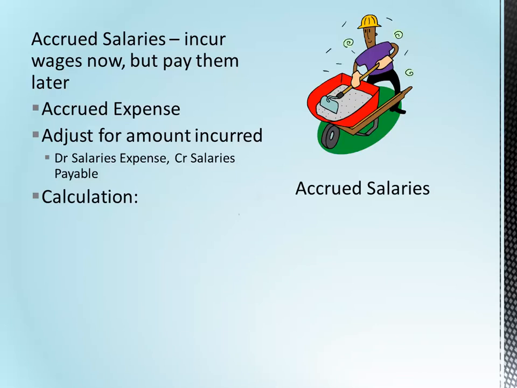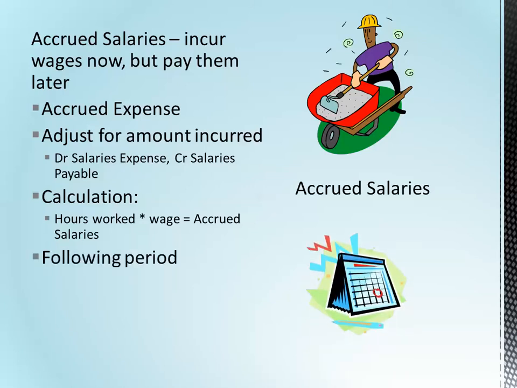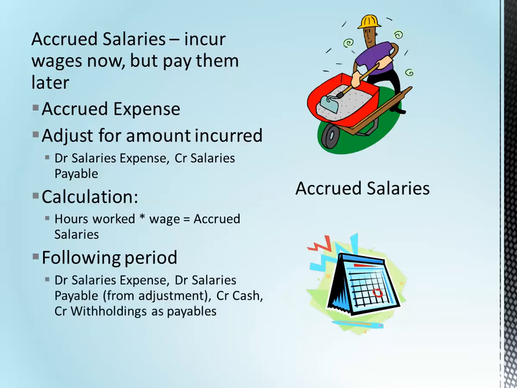The calculation that might be involved, you would figure out how much the employee had earned during the period you just hadn't paid yet. So hours worked times wage equals your accrued salaries. Following period, when you actually pay them, you'll debit salaries expense for the remaining wage, debit the salaries payable, which is from the adjustment, and credit cash and withholdings if you have some withholdings as well. But again, the main thing that we know is that adjustment up there towards the top.